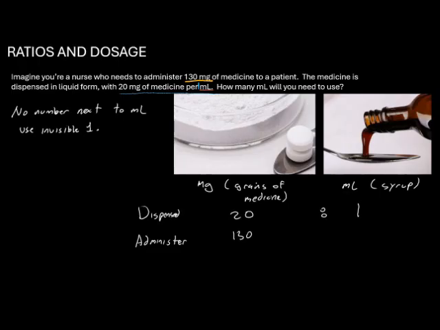However, the last part of the question says, how many ml or milliliters will I need to use? That is an unknown because it asks how many. Therefore, I'll put an X next to the milliliters that go with that, and put a colon in between. Notice again that I am comparing two ratios. Because I'm comparing two ratios, I can use a cross product.